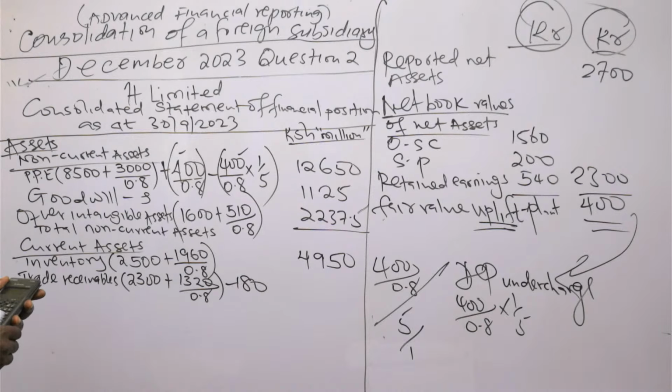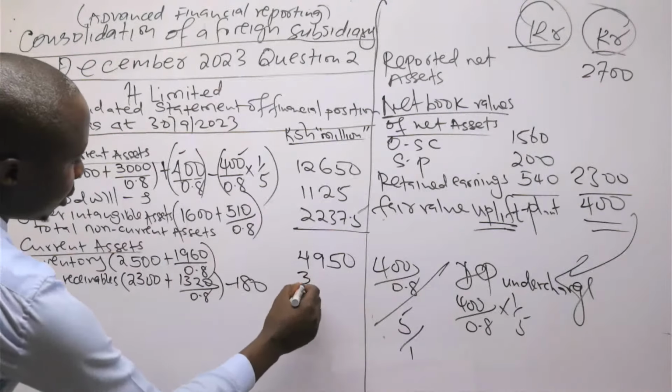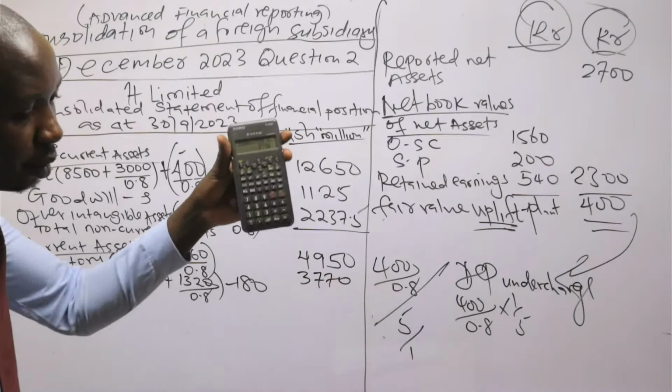So 2300 plus 1320, you translate it at the closing rate, minus 180. So I'm getting 3770. That is what I'm getting here.